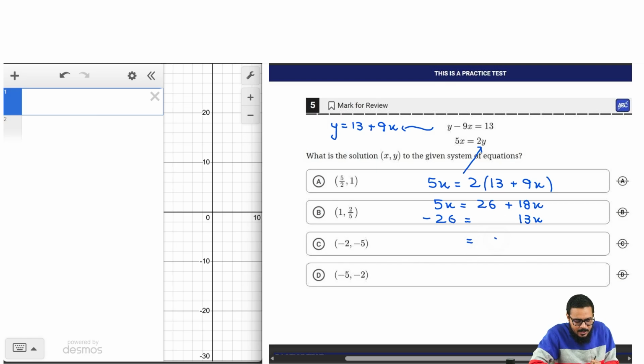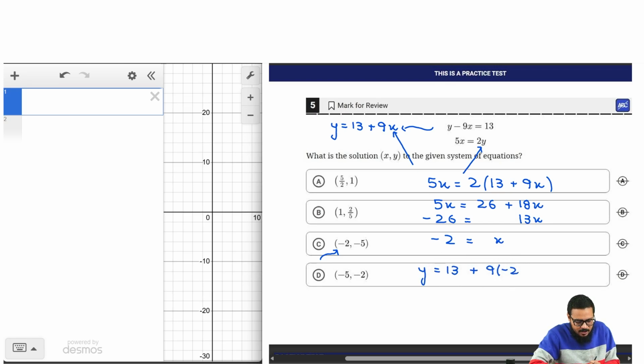Dividing by 13 on both sides, you will get the value of x as minus 26 divided by 13, that's minus 2. And the only answer option that tells me that x is equal to minus 2 is answer option C. But if you want to figure out your y value as well, you can just substitute x as minus 2 right in the y function, and this would give you y is equal to 13 plus 9 times minus 2.